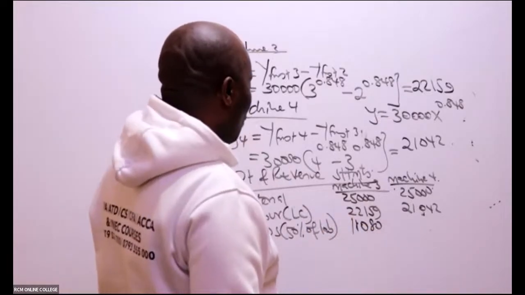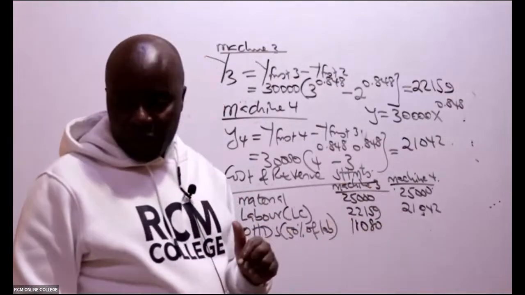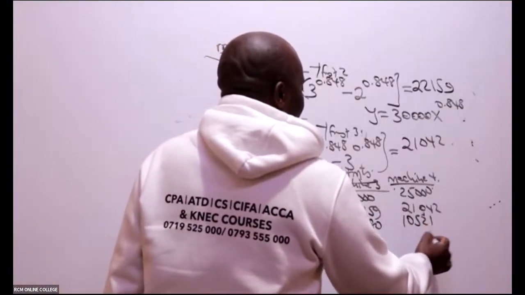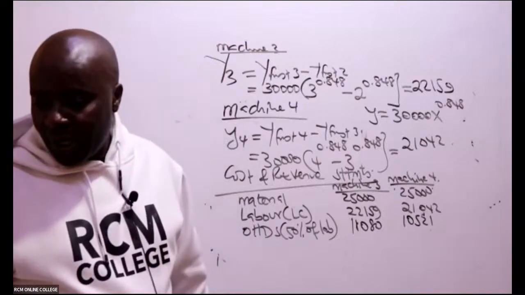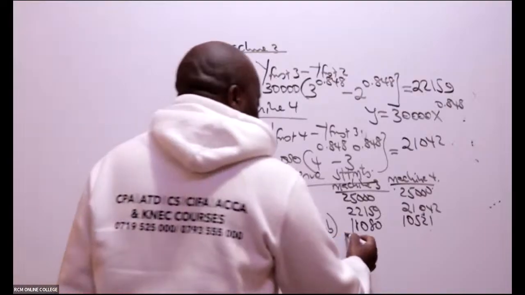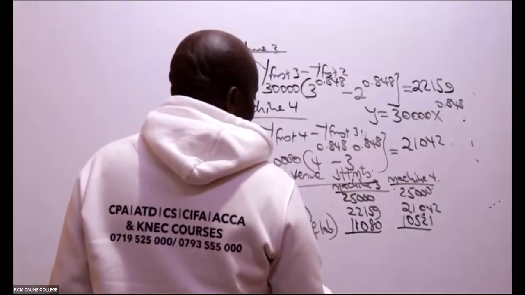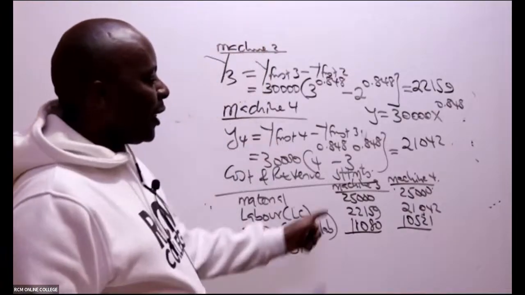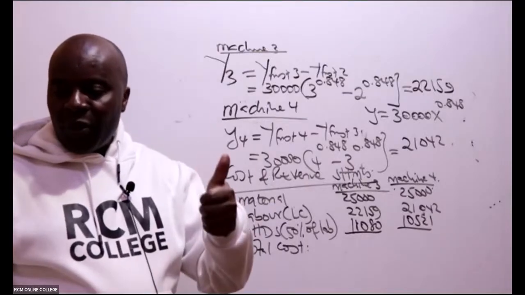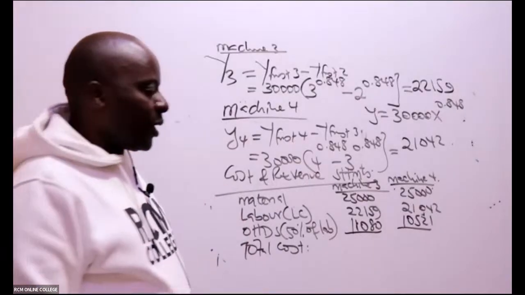How about overheads for machine 4? 50% of 21,042. 10,521. Firdaus. 10,521. Then come and give me the total cost. For machine 3, can somebody add up everything? CPA Johnson, thanks, because we are prophesying we shall be getting 58,239.